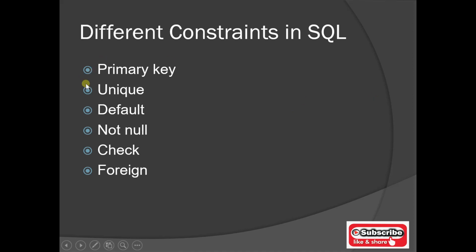So there are different constraints in SQL: primary key, unique key, default value constraint, not null, check constraint and foreign key constraint. In this video, I will explain the practical implementation of all the constraints that can be applied on the table.